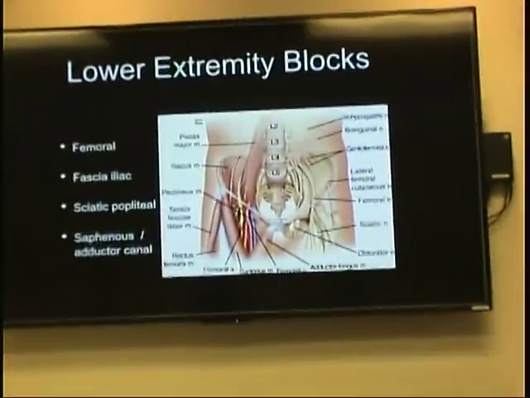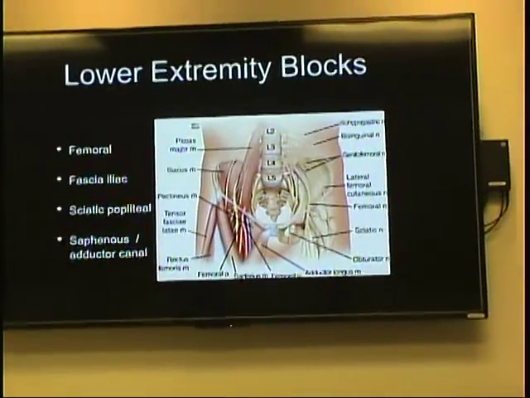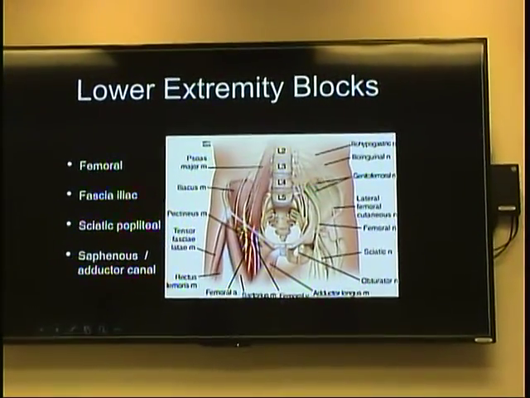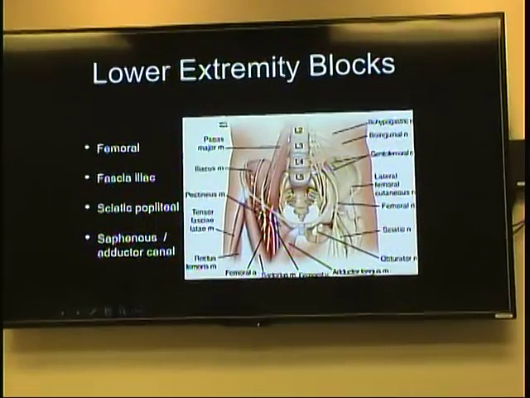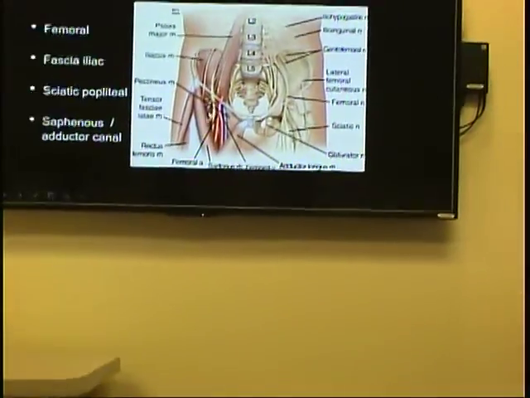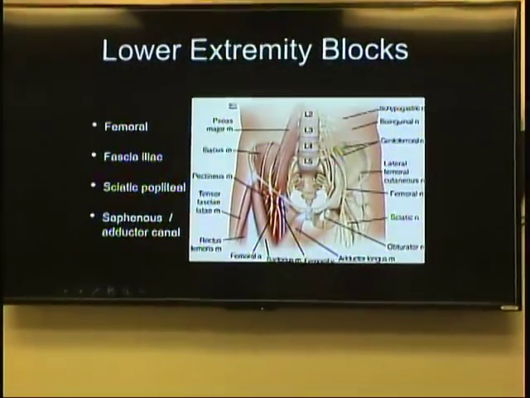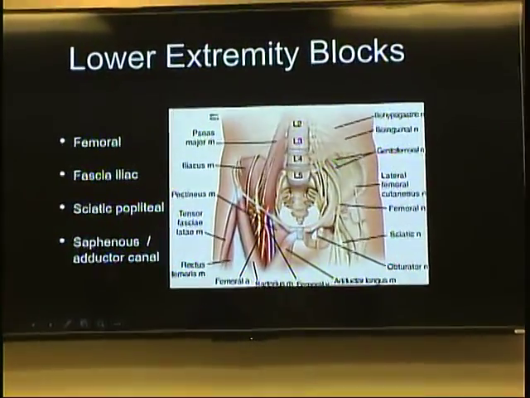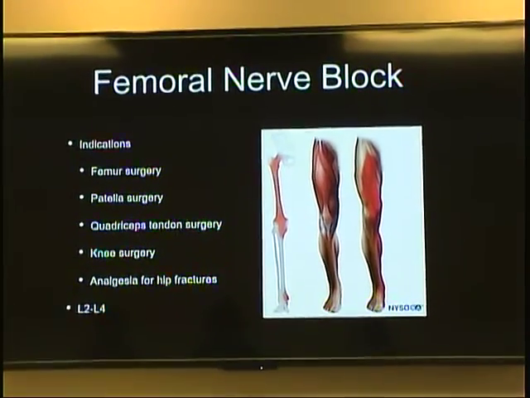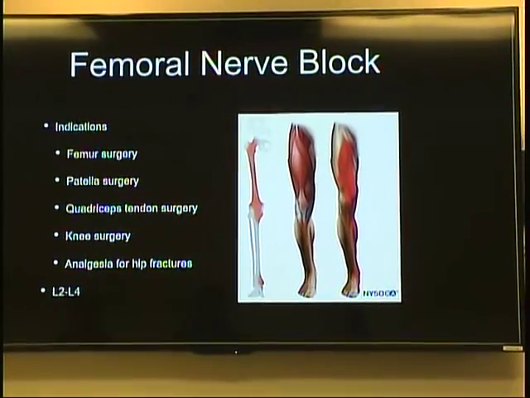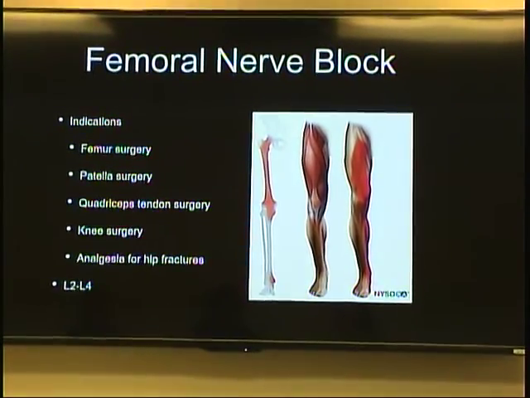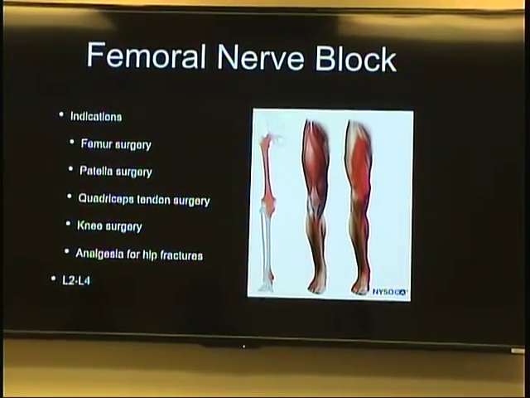All right, lower extremity blocks. We have femoral, fascia iliaca, sciatic popliteal, and then the saphenous adductor canal block. All these nerves come off the lumbar region in the form of a lumbar plexus, and the main ones are the femoral nerve and the sciatic nerve, which we get our lower extremity blocks from. So femoral nerve block is great for femur surgery, patella surgery, quadricep tendon surgery, knee surgery, and some analgesia for hip fractures, and this is getting L2 to L4.